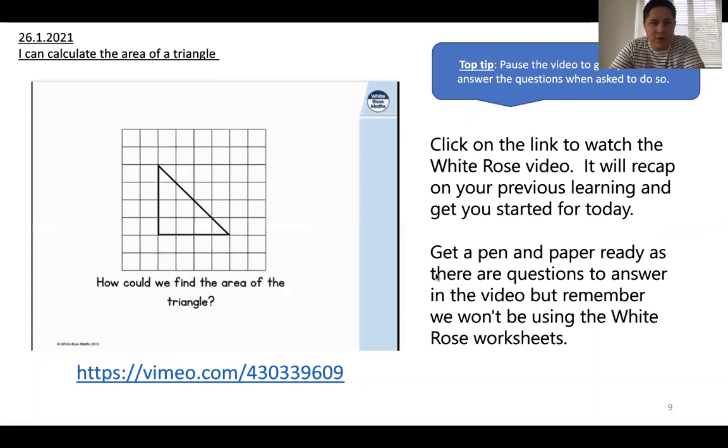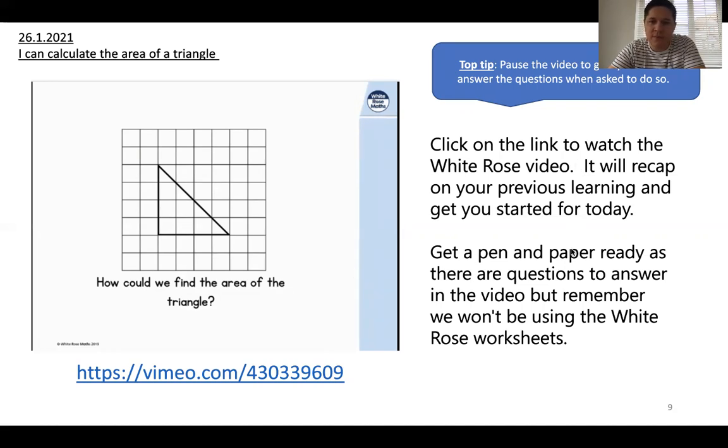This morning, we've got a White Rose video for you to watch. If you click on this link here, it will take you through to this video, and it's all about calculating the area of triangles today. You might have found the rectangles a little bit easy. This bit is where it gets a little bit more complicated. So have a look at the video.